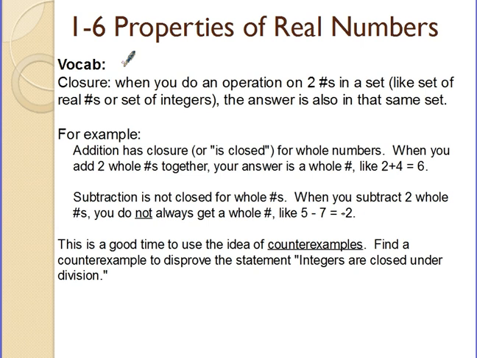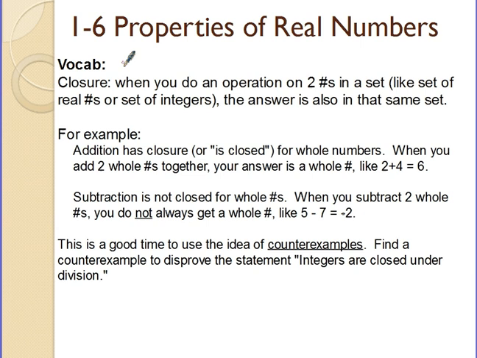Closure tells us that when you do an operation on two numbers in the set, the answer is also in that same set. For addition, we can say that it's closed for whole numbers. When you add two whole numbers together, your answer is still a whole number. There's not any whole numbers out there that you add that you don't get another whole number.